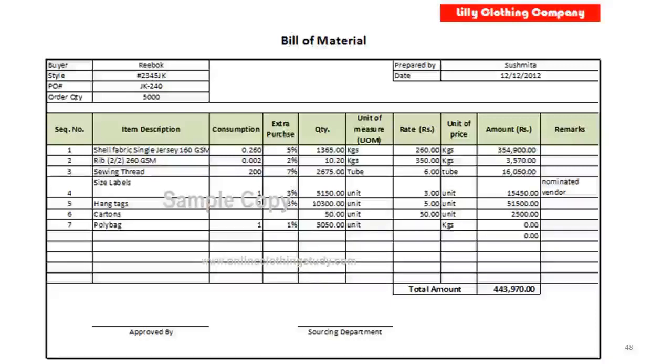Then you have to write the price. What is the rate per kg or per piece? So what is the rate of size label per piece? 3 rupees. How many size labels do you want? 5,150. So how much money do I want? 5,150 into 3, which is 15,450. So that's how this entire calculation has been done.